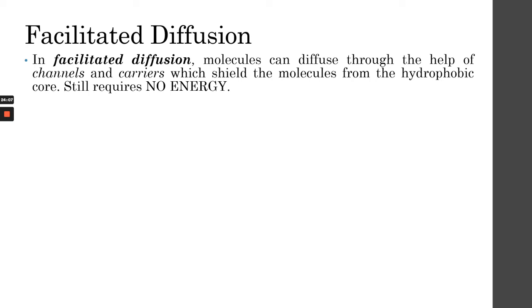These types of molecules need help, and they can get help through what we call facilitated diffusion, wherein the molecules diffuse through the plasma membrane with the help of channel and carrier proteins. Again, the movement is still from an area of high concentration to lower concentration. Hence, we still require no energy.